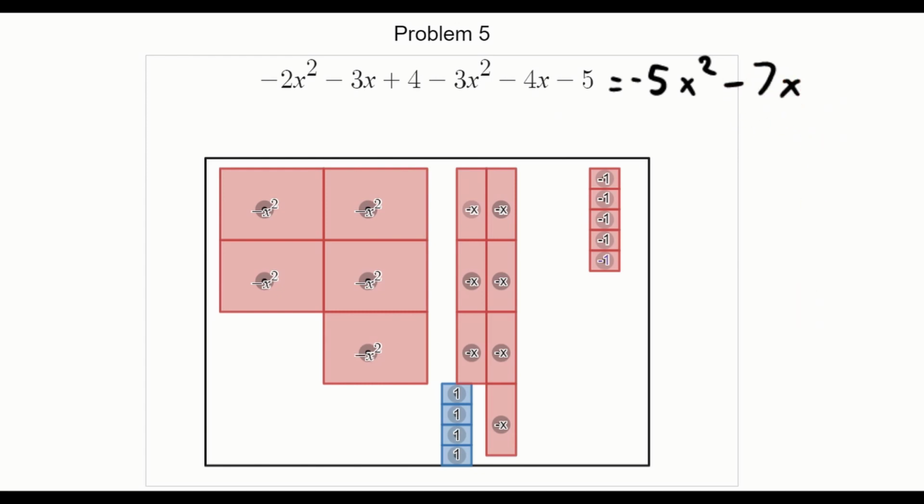Let's combine our ones. What's 4 and negative 5 going to be? Notice that these are opposite signs, so they're going to cancel out. And since we have more reds, we're going to have a negative 1 left over, minus 1. So our final answer is going to be negative 5x squared minus 7x minus 1.